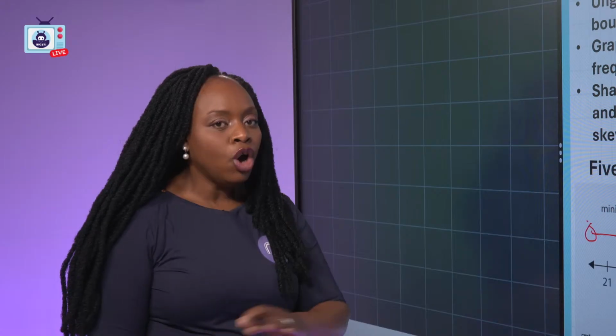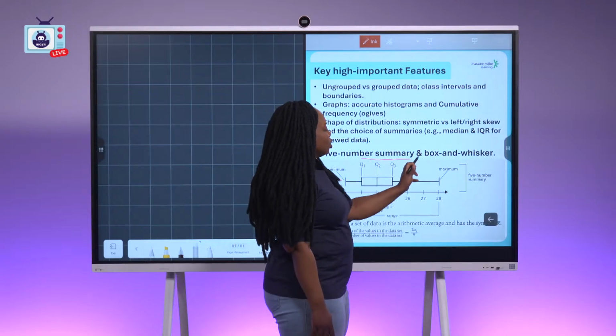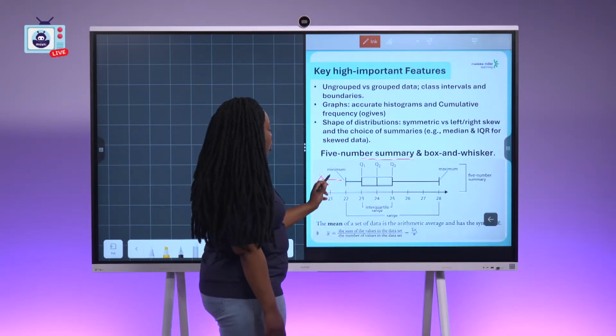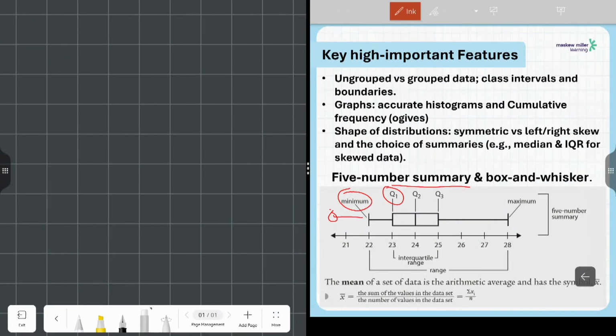When you deal with all these diagrams we're talking about, you need to also recognize your 5-number summaries. So your 5-number summary is just your minimum value, your Q1, which is the lower quartile or quartile 1, and also your Q2, which is your median, as well as Q3, which is your upper quartile, and you must know also the maximum value, which is the last value.